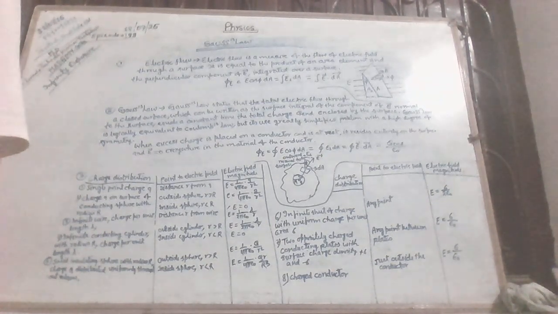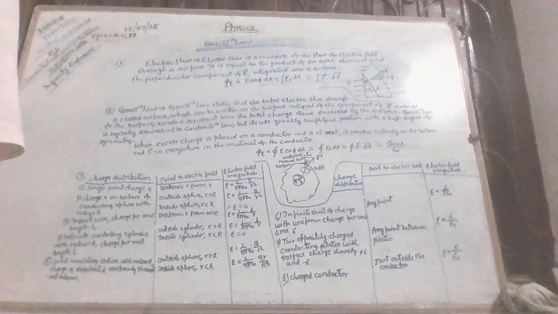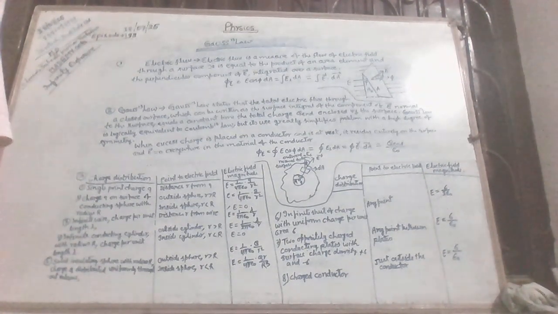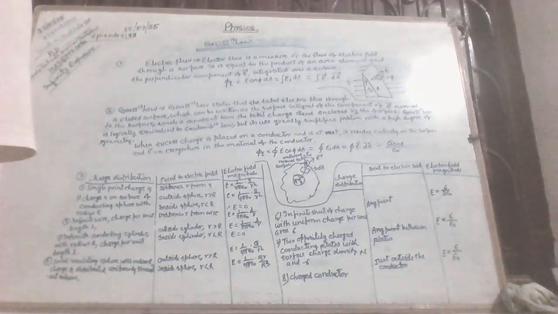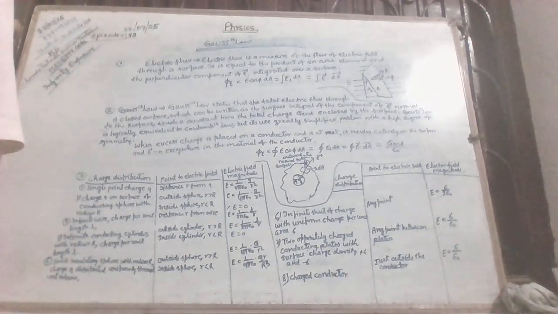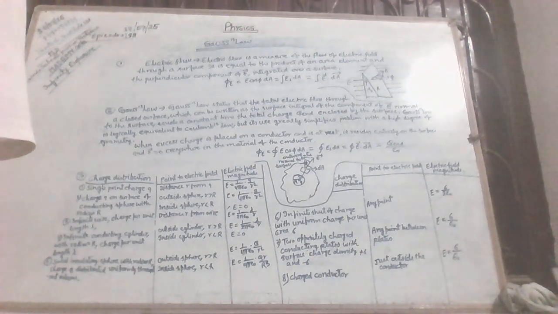When excess charge is placed on a conductor and is at rest, it resides entirely on the surface and E = 0 everywhere in the material of the conductor. Phi = closed integral E cos phi dA = closed integral E perpendicular dA = closed integral E · dA = Q in / epsilon naught.